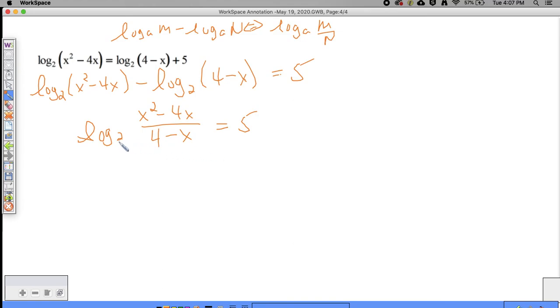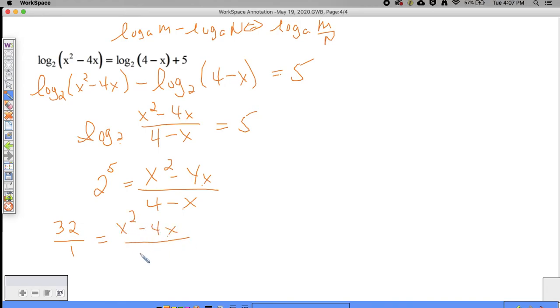So now here we are, and I hope in your little hearts you're like, you know what, 2 to the 5th, we're going to rewrite this, yes, you got it, is equal to x squared minus 4x over 4 minus x, and 2 to the 5th is, yep, it's 32. I'm going to throw it over 1 because we're going to do a little cross multiplication, okay? And this is 4 minus x. So now I have 32 times 4, that's 128. So it's going to be 128 minus 32x is equal to x squared minus 4x.